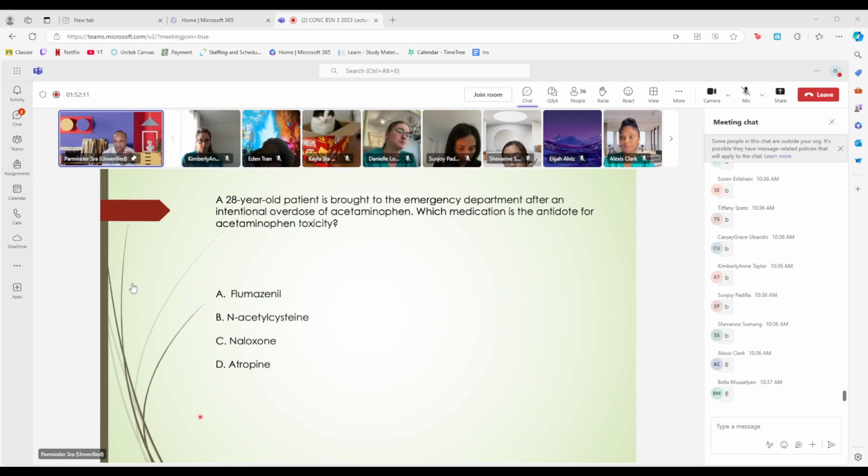Okay, nice. Yes, great job. B is the correct choice here. And acetylcysteine, same thing, that's an antidote for acetaminophen toxicity. Okay, great job.